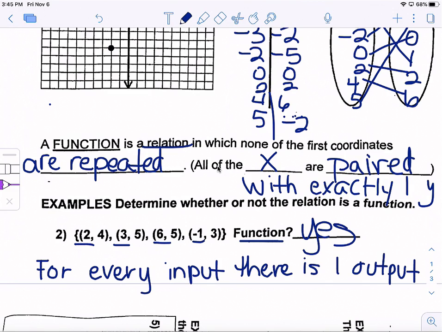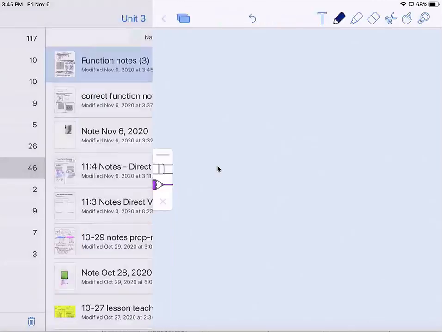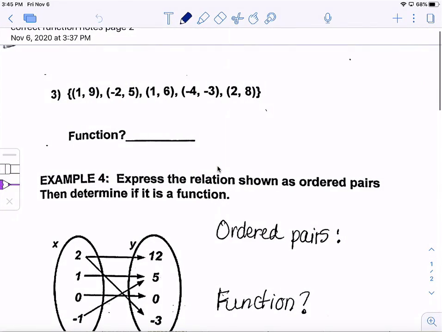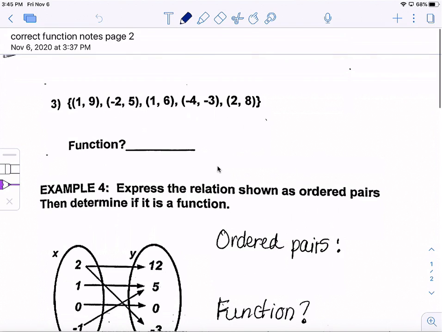So when you think of an equation, if you put in a value for the x, then you'll get exactly one value for the y. Okay, now I'm going to go to the next page. I did switch pages. So let's look at this set of ordered pairs to determine if it's a function or not. So I'm going to look at the x values and make sure for every x there's only one y.